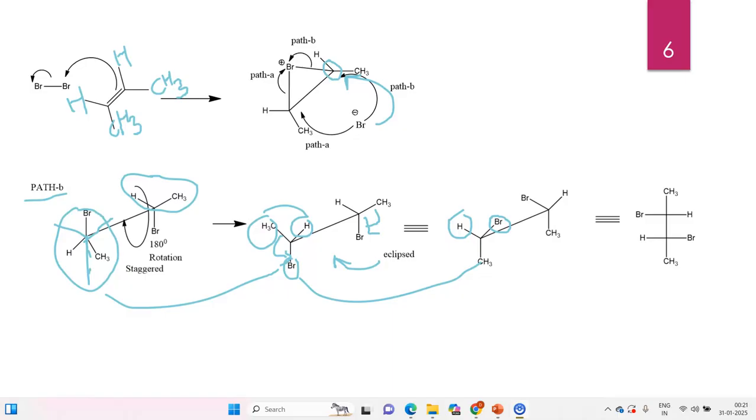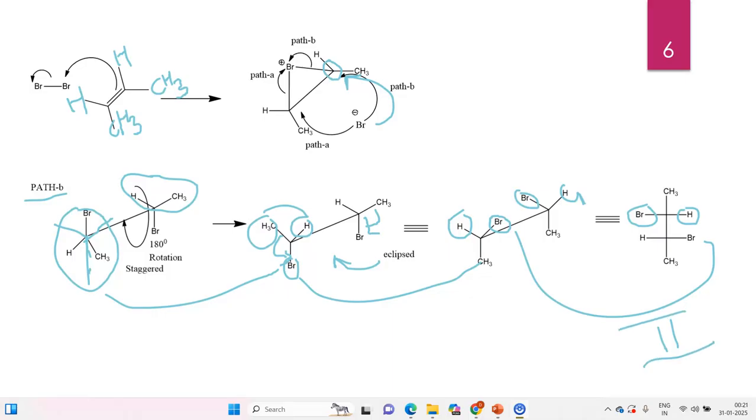Now if you want to write the Fischer form, this H will be on the right hand side at the second carbon, this bromine will be on the left hand side. This bromine is on the right hand side here, this H will be on the left hand side, and you get the second structure.